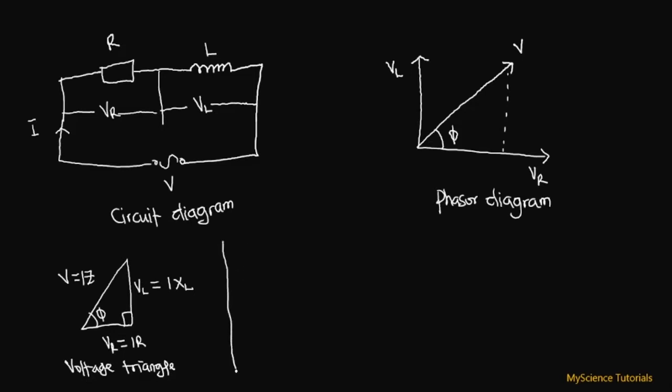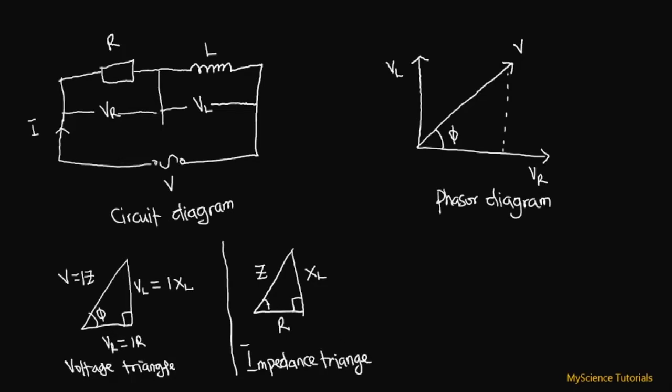Now, another triangle we can get is what we call the impedance triangle. It is still just the same, only that over here we are looking at the impedance, or the opposition to the flow of current. So instead of the applied voltage, we put Z, which is the impedance of the entire circuit. On the vertical axis, instead of the inductive voltage, we put the inductive reactance XL, and over here we put R. So this is what we call our impedance triangle.